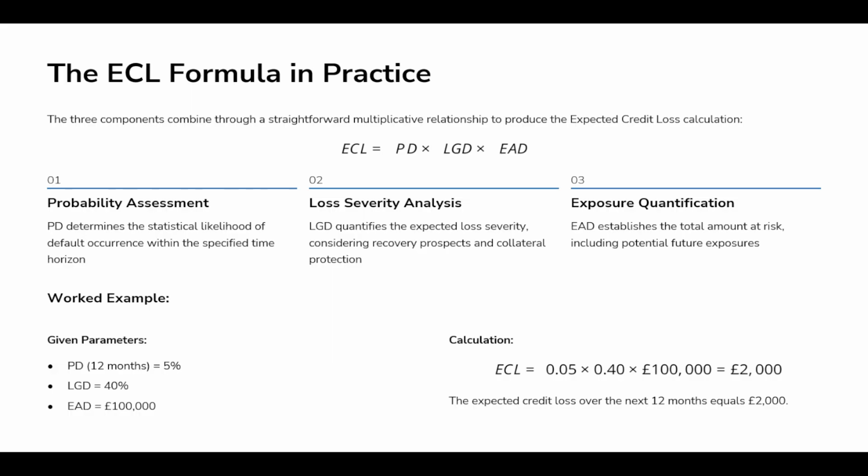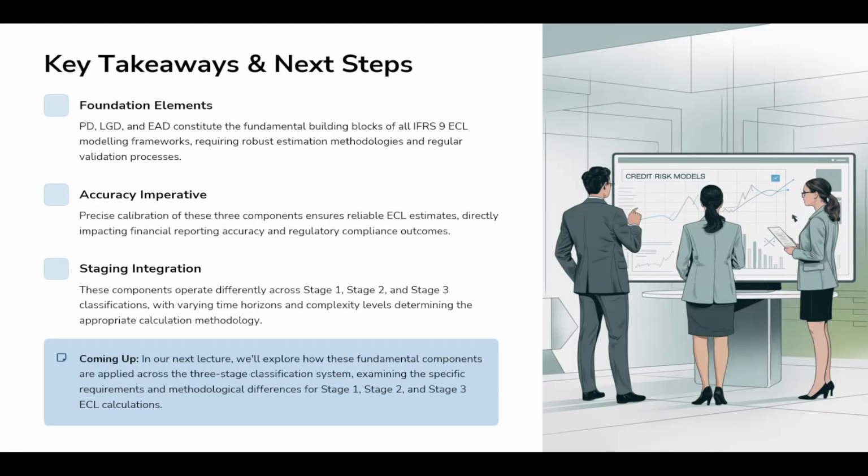When combined, PD, LGD, and EAD give us the expected loss. For example, if a loan has a 5% PD, a 40% LGD, and an exposure of £100,000, then the ECL is £2,000.